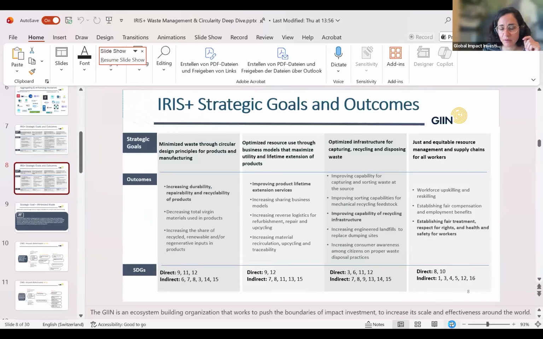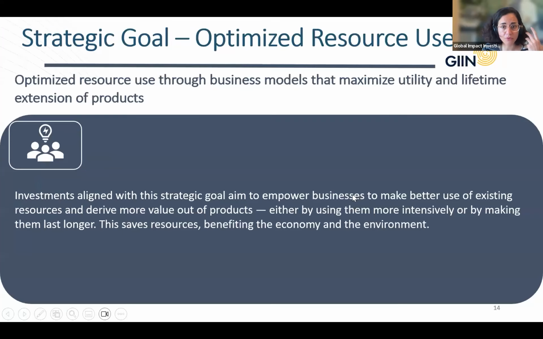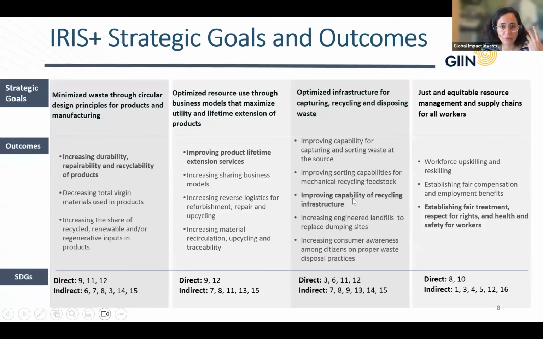Let me just pause a bit and ask if there are any questions on what we discussed. If not, I'm just going to take another couple of minutes to go through specifically the metrics and indicators for the other strategic goal that you said is important for you, or important for the world. And this was optimized infrastructure for capturing, recycling, and disposing of waste.